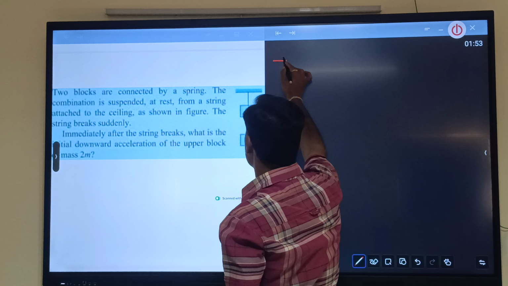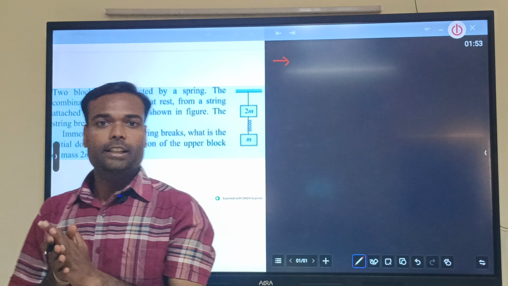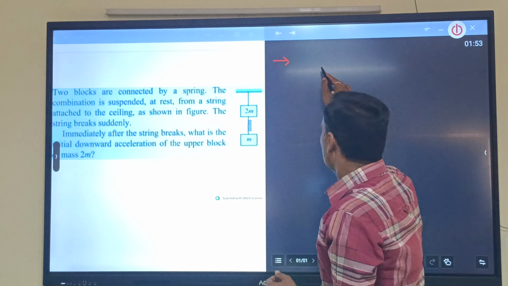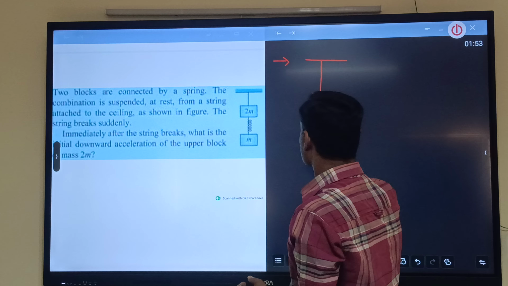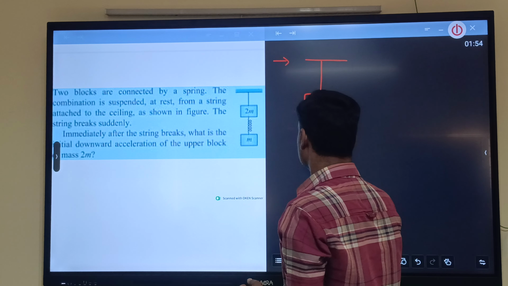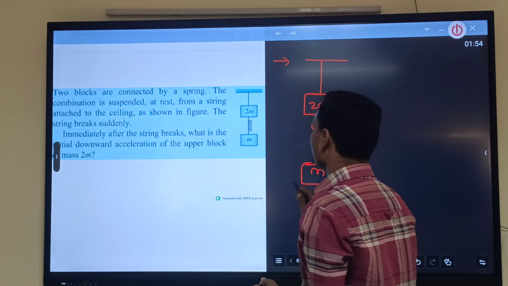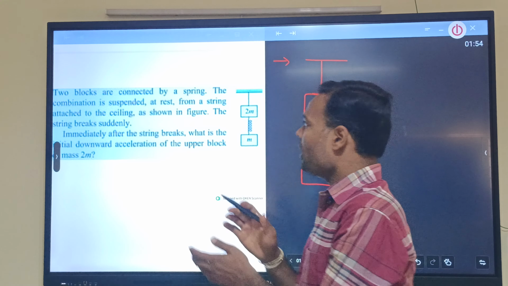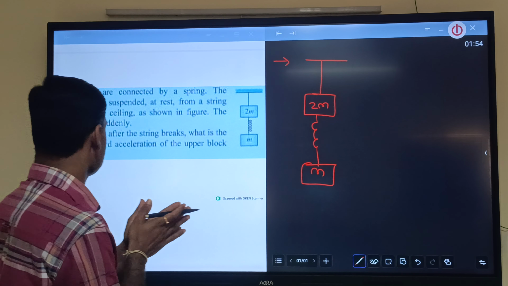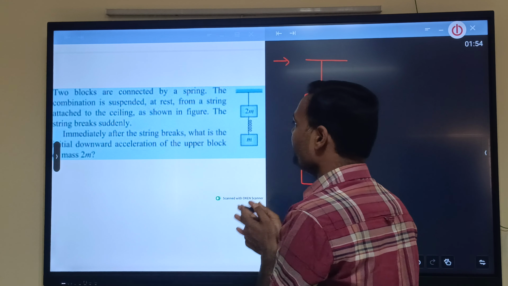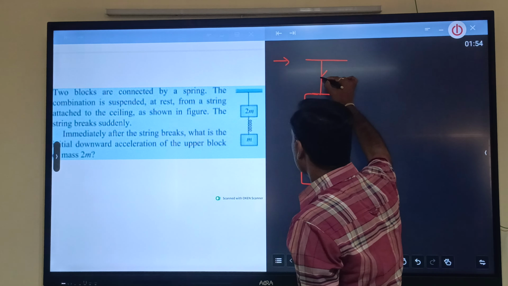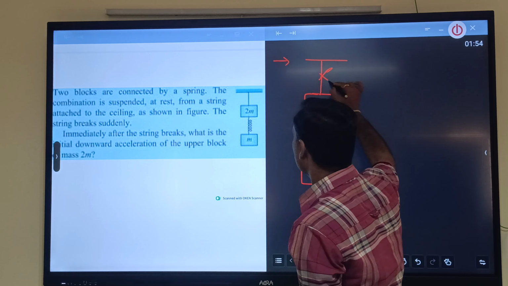And this is one of the logical questions, not critical, a logical question. Here you need to apply some logic. See, suppose a block of mass 2m and a spring are present, and mass m is present, right? Two blocks are connected by a spring. The combination is suspended at rest from a string attached to the ceiling as shown in the figure. The string breaks suddenly, that means it is cut suddenly with scissors.